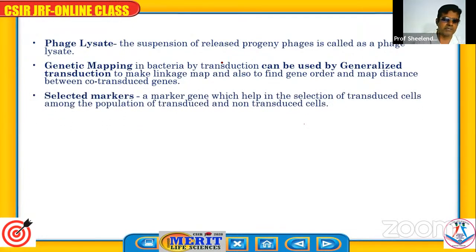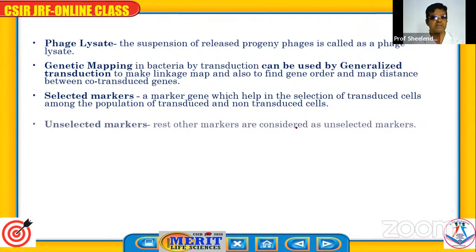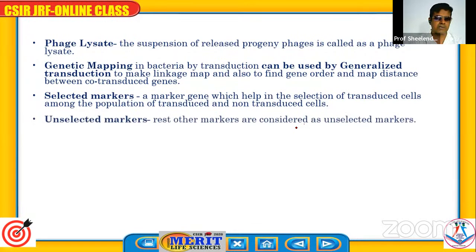Another term often used in microbial genetics is selectable markers. These marker genes are present on the cells, and you can start the selection of transduced cells in the population. The rest of the markers are called unselected markers. We have already discussed horizontal gene transfer. This is actually DNA hopping from one cell to another.